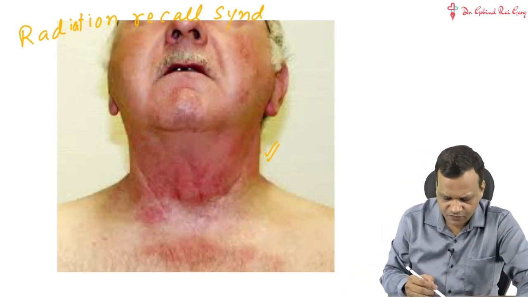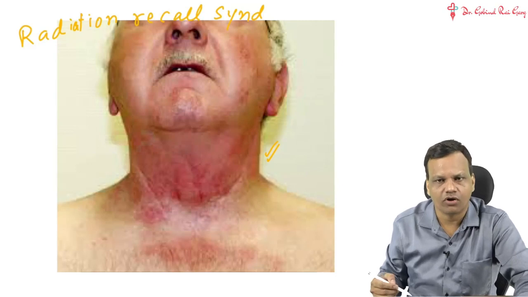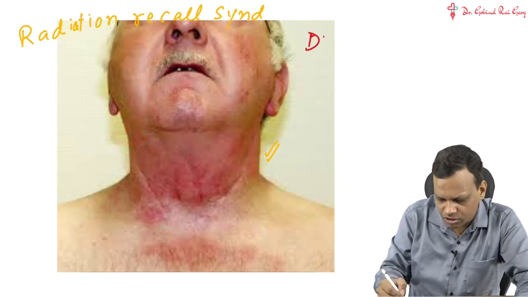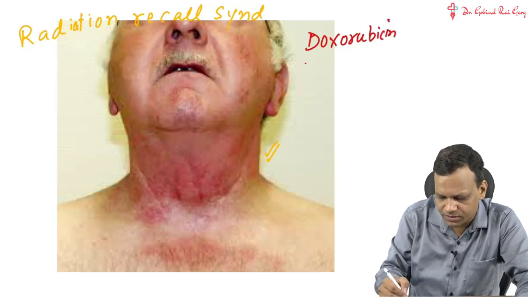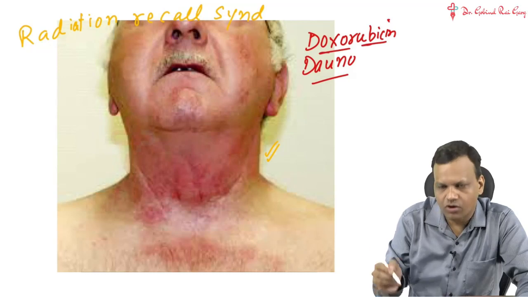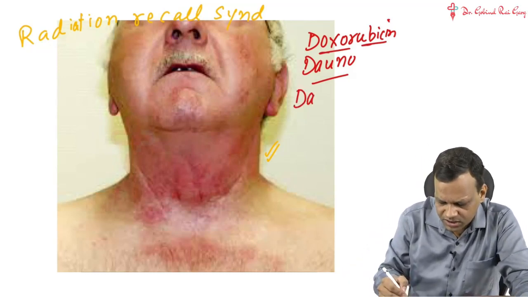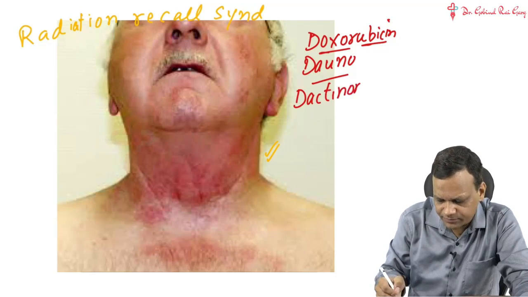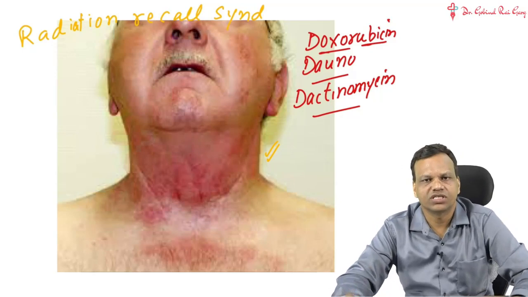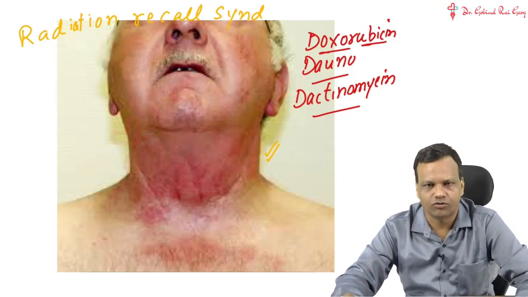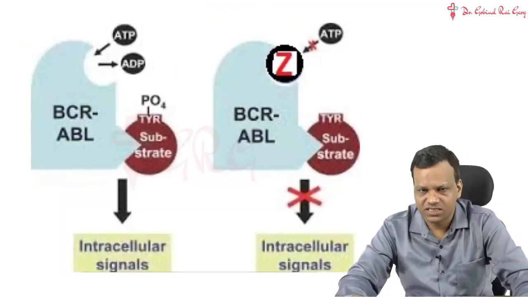The question asked which drugs cause radiation recall syndrome. So mostly it is caused by doxorubicin and daunorubicin. Doxorubicin and daunorubicin, they can cause radiation recall syndrome. Another drug causing this is dactinomycin. Actinomycin D or dactinomycin is the same thing. So these cause radiation recall syndrome. Okay. Next one is easy.